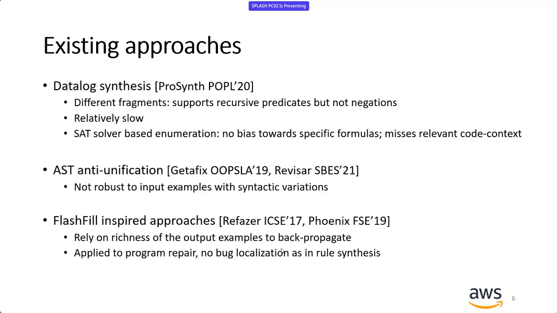The second line of work is around synthesizing rules over ASTs using anti-unification. And as you might guess, these are not robust to input examples with syntactic variations and therefore have a higher sample complexity. And finally, there are approaches that are inspired by Flashfill, and these approaches rely on the richness of the output examples to backpropagate and use that to synthesize the program. And these have been very successfully applied to program repair, where the output is in the form of the fixed program. But in the case of rule synthesis, where the output is a Boolean value, true or false, these are not very appropriate.